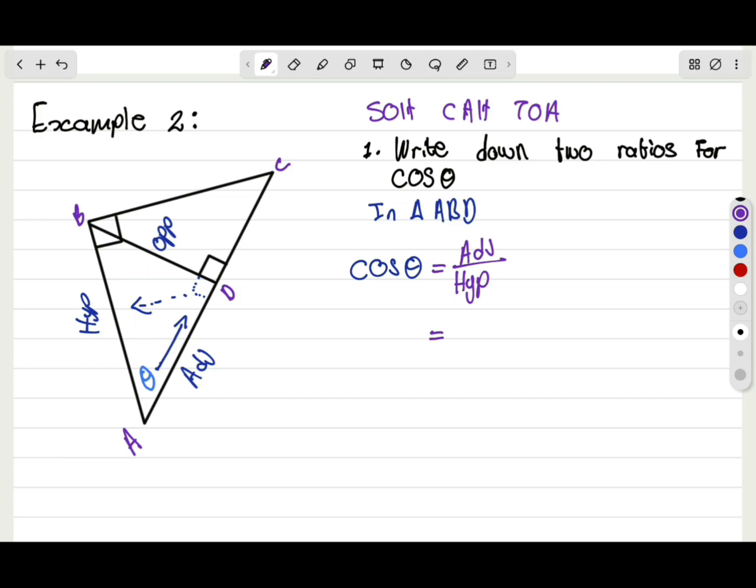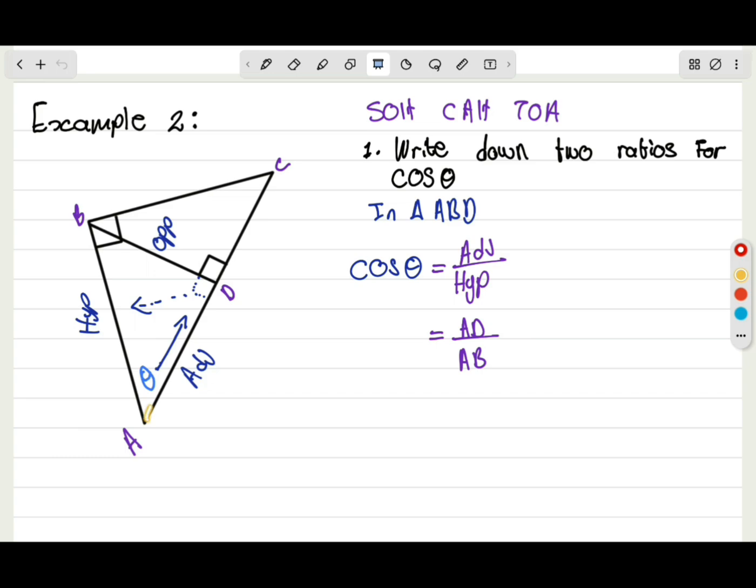So we already know that our side AD is equal to our adjacent. What about our hypotenuse? Our AB is equal to our hypotenuse side. Now we have only found one trig ratio. They were asking for two ratios, so we need to find another using a different triangle in the triangles that we have been given.